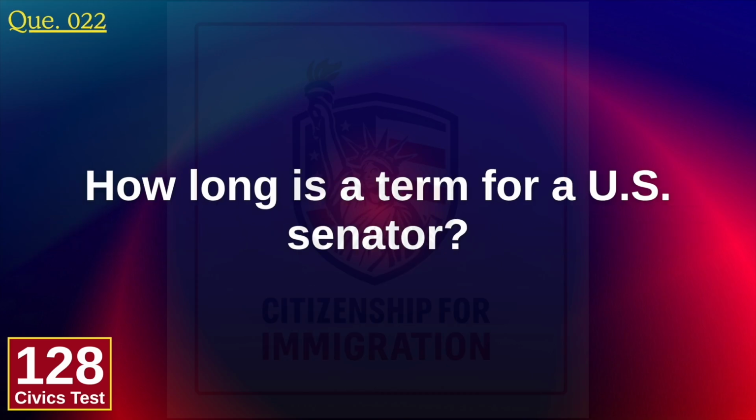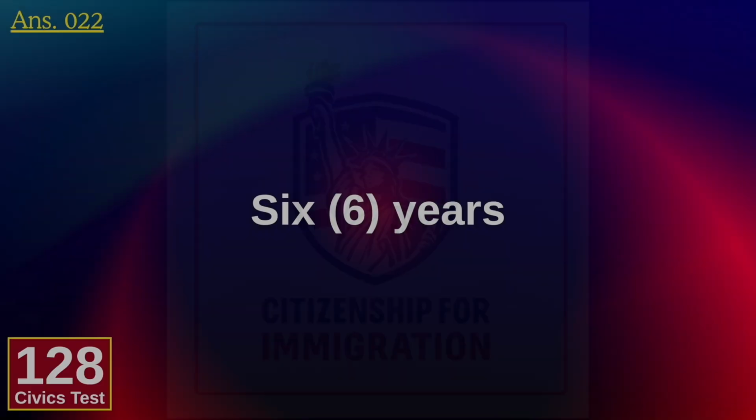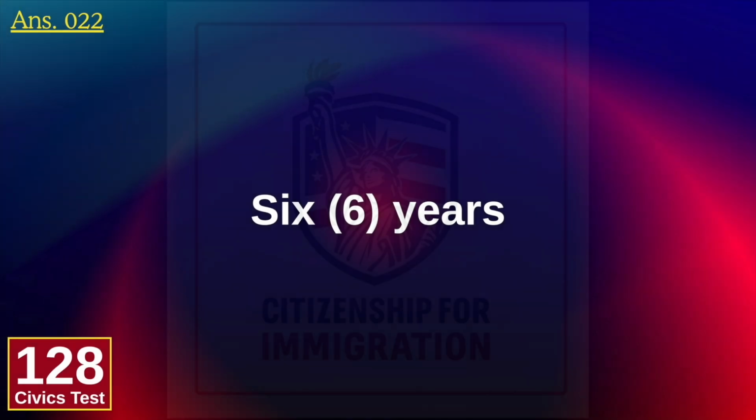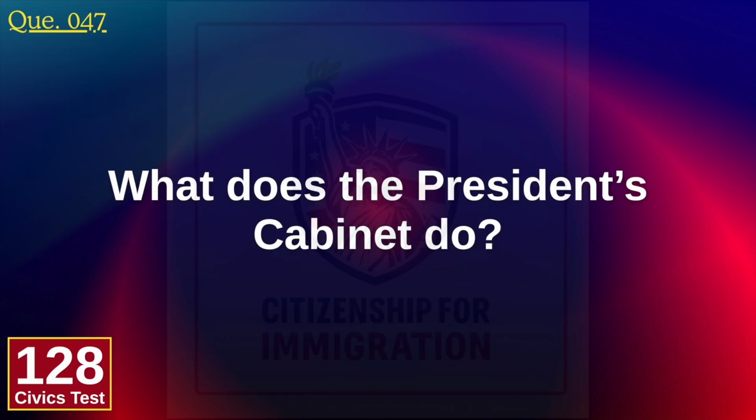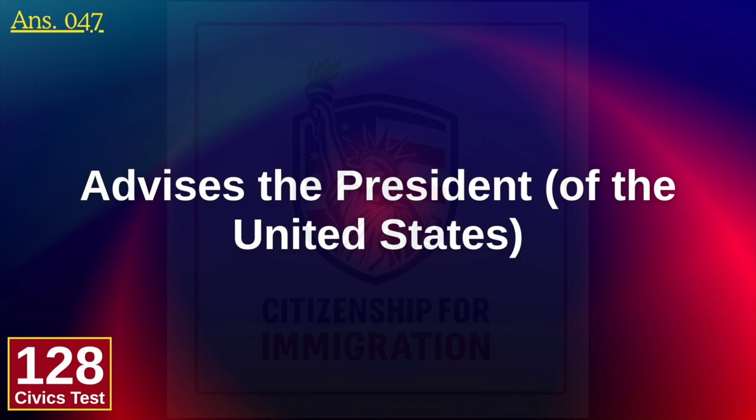How long is a term for a U.S. Senator? 6 years. What does the President's cabinet do? Advises the President of the United States.